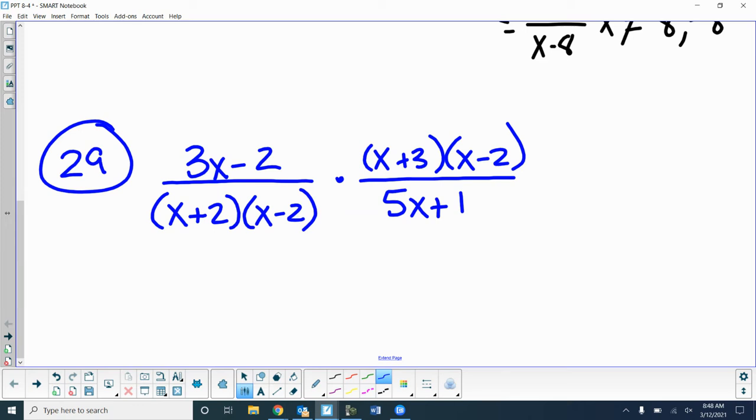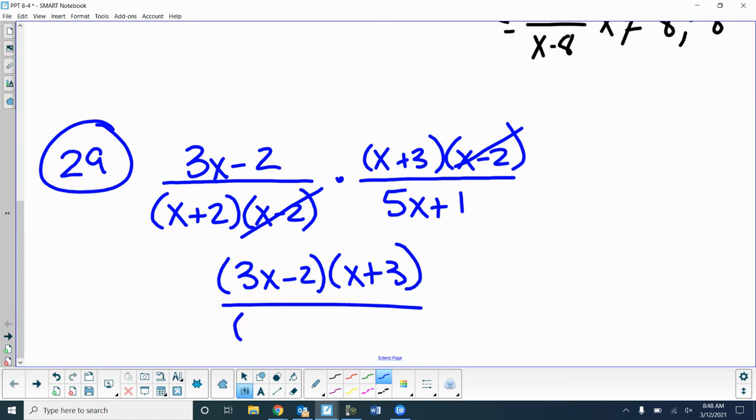Now, I see an x minus 2 and an x minus 2, top and bottom, that I can cancel. So my answer is 3x minus 2 and x plus 3 for my numerator, and my x plus 2 and 5x plus 1 for the denominator. Couldn't factor the 3x minus 2, couldn't factor the 5x plus 1. So that's what it ends up being.